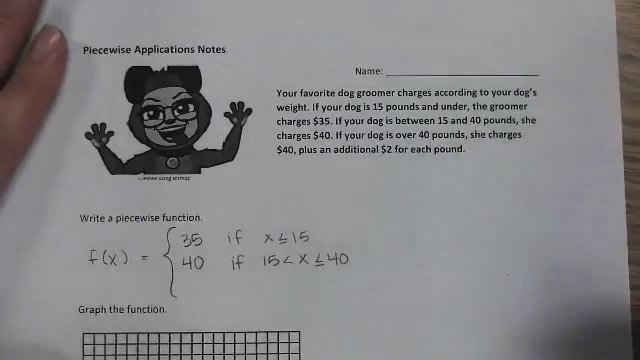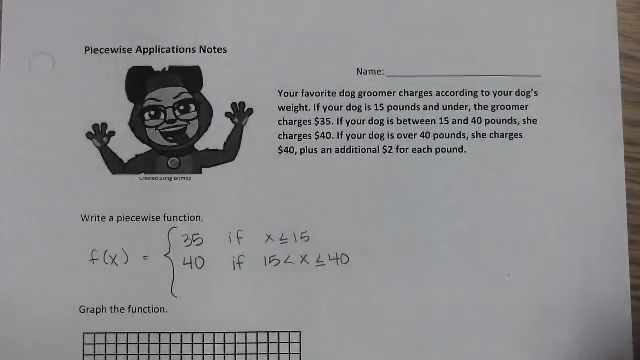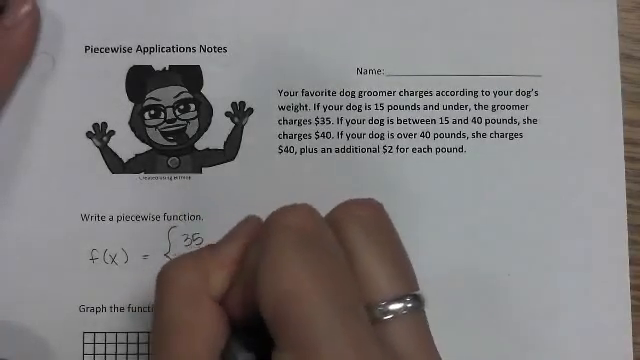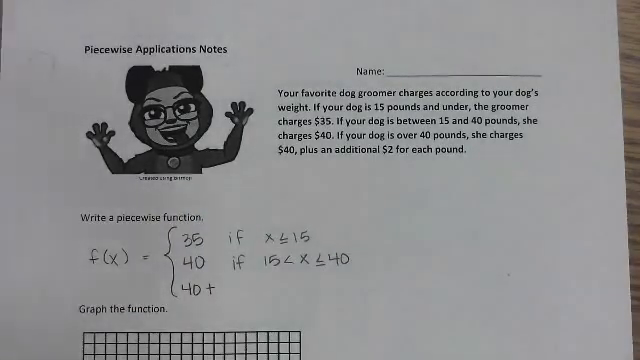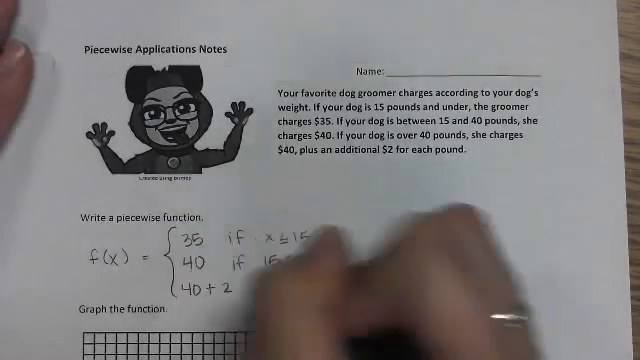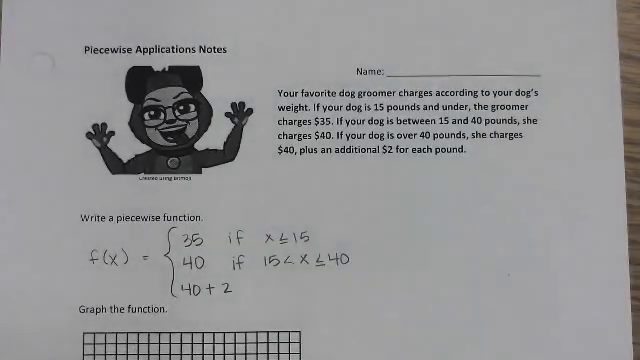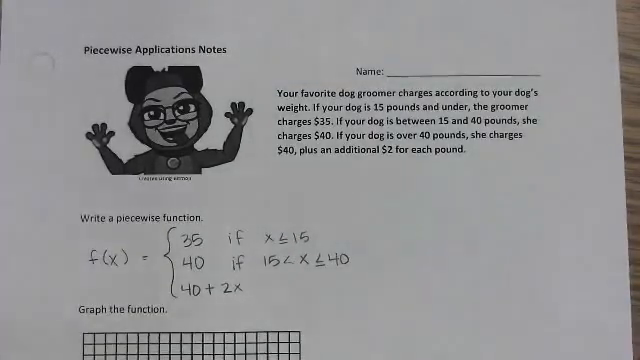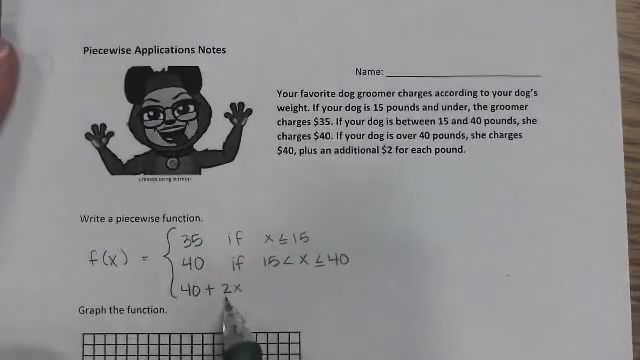And then the last part is the part that's a little bit trickier. It says if your dog is over 40 pounds, she charges $40 plus an additional $2 per pound. So you have $2 per pound. And now it would be tempting to write times x, right? And then x is the number of pounds that your dog is. But then if you had a 41-pound dog, you'd say 2 times 41 plus the original 40.